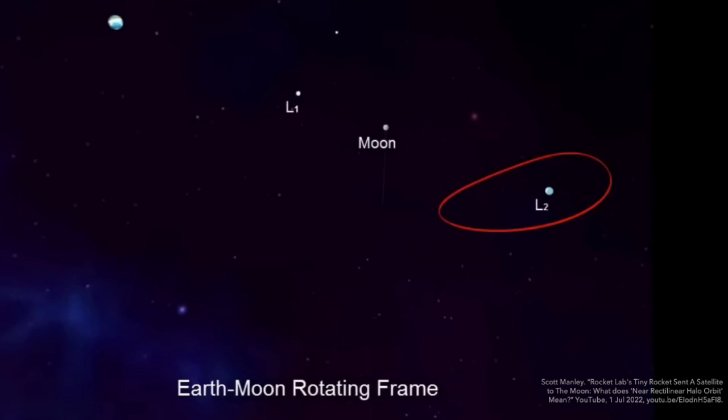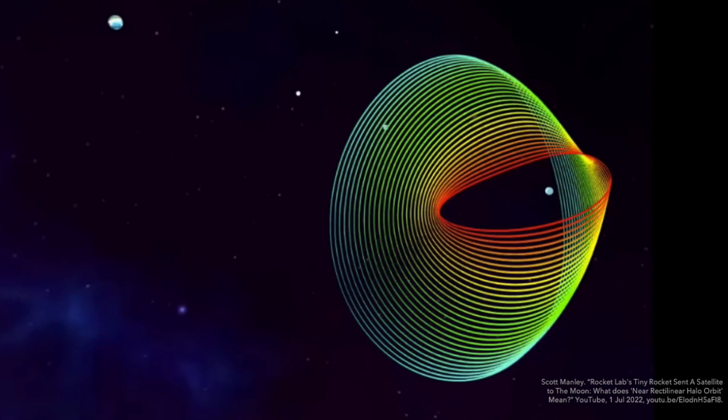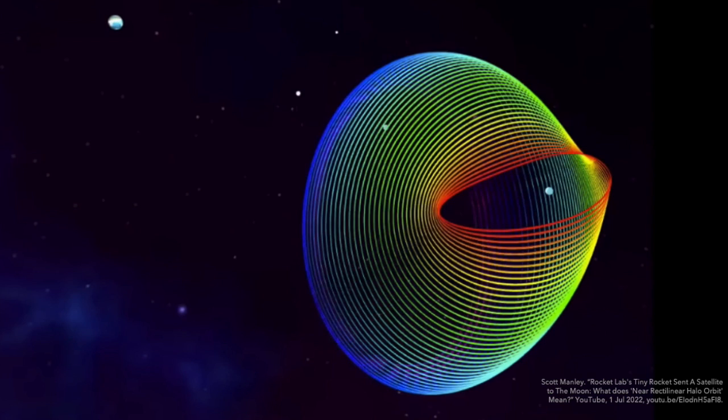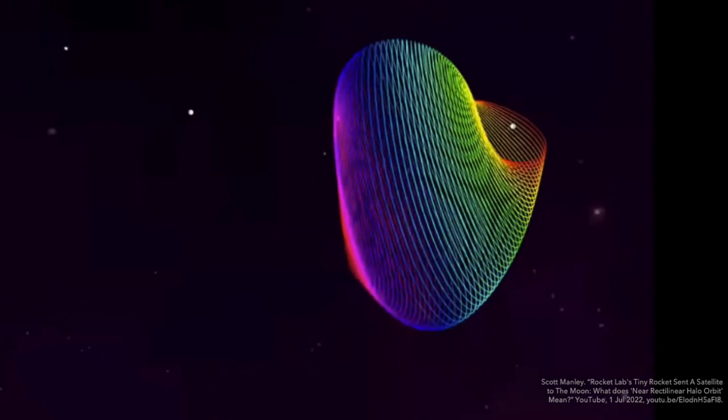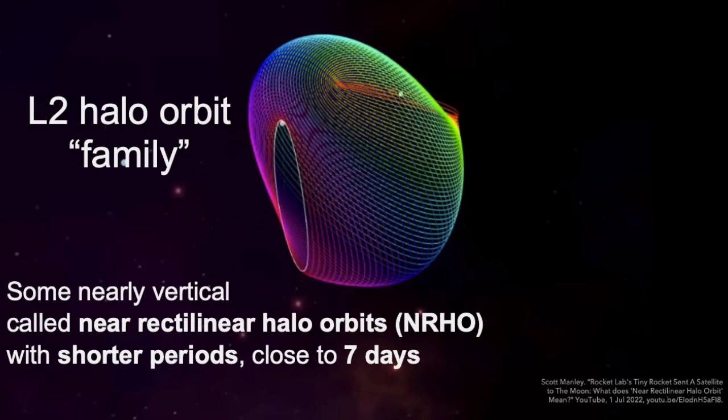And this just shows the family. You could think of an entire family of halo orbits. On each energy surface, there's a halo orbit, for the case where they exist. So this is the L2 halo orbit family. Some are nearly vertical, this last one here. These are called near rectilinear halo orbits. They have shorter periods. Whereas it starts out for small AZ amplitudes, it's close to a 14-day period, about half a sidereal month. The larger ones can have shorter periods.